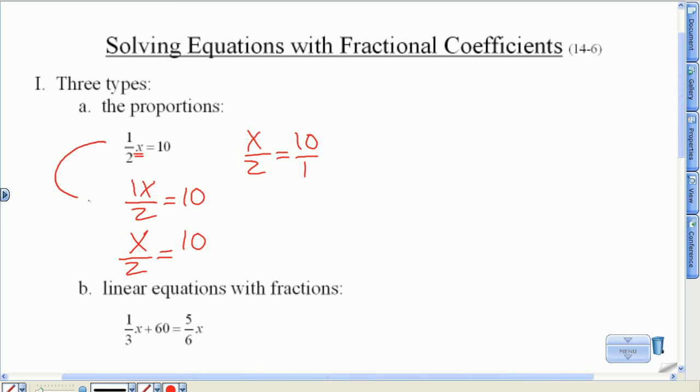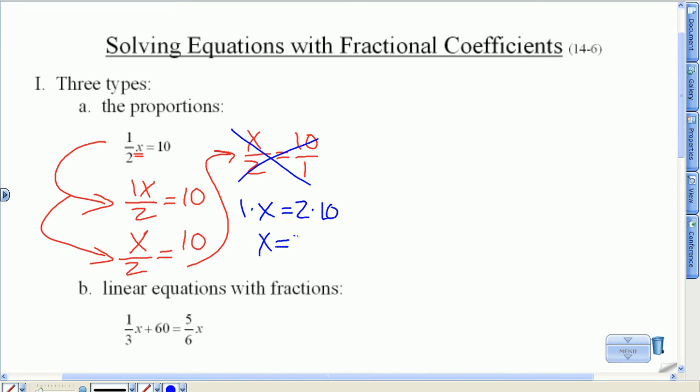So from here to here, I put the x on top. I decided I didn't need the 1, so I got rid of it. And then for it truly to be a proportion, 10 has to be made over 1 as well. So now I'll cross multiply. Let's do that in blue. So I have 1 times x is equal to 2 times 10. X is equal to 20. And look how quickly that problem is solved.